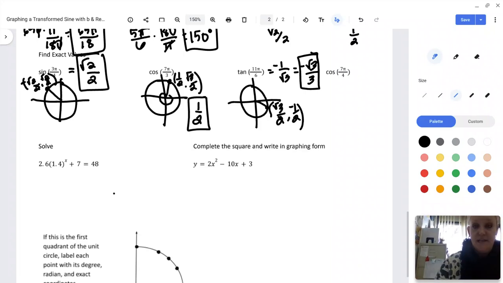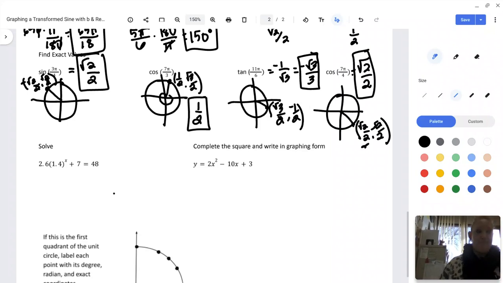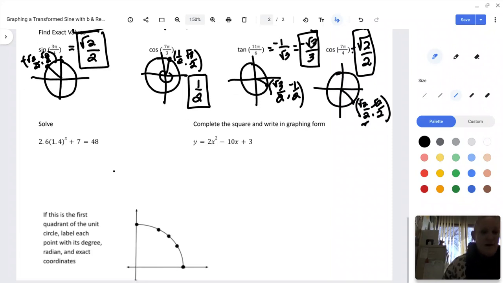All right, last one like this. Again, this is why it's so important to memorize that unit circle. 7 pi over 4 would be down here, right? So 7 pi over 4 is square root 2 over 2, negative square root 2 over 2. I'm looking for the cosine, so that's the x. Cosine is positive square root 2 over 2. There we go. Now these next couple are reviewing some older concepts, but it's always good to review. So let's go ahead and do that.